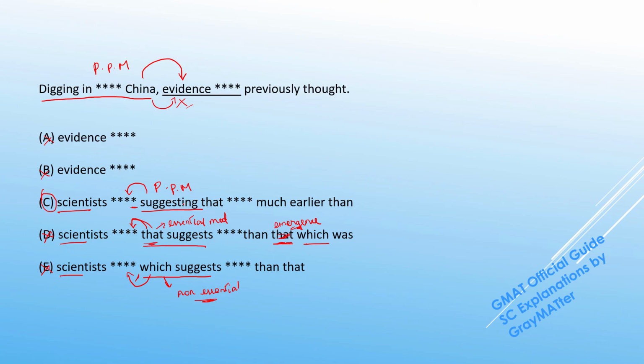And this puts it across in a straightforward fashion that this is evidence suggesting that complex life forms emerged much earlier than previously thought. So C's logic works perfectly.